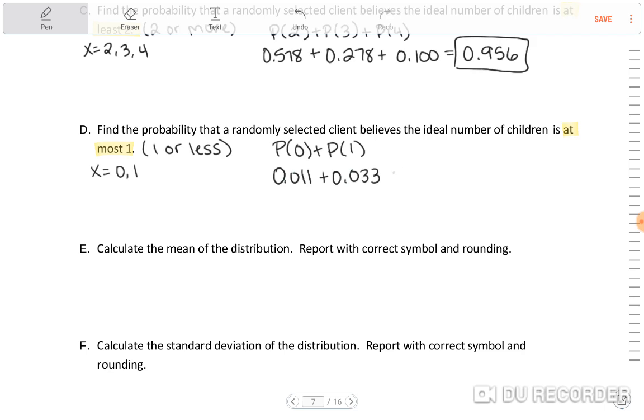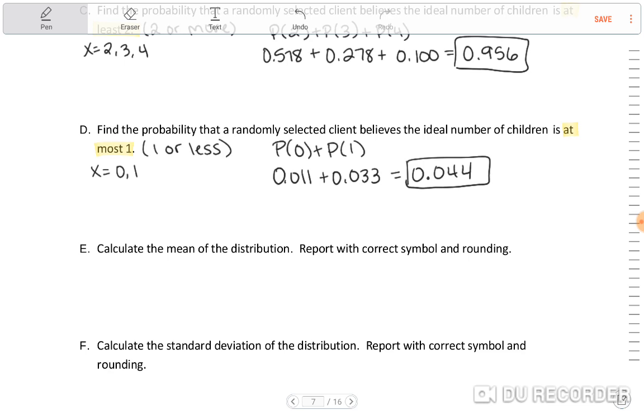Okay, so if I add those two together, I get 0.044. That's a fairly small probability. So let me ask you this question. Would that be unusual for someone to say that they believe the ideal number of children is at most 1? Yes, that would be unusual. That's less than 0.05, right? So yeah, that's unusual.